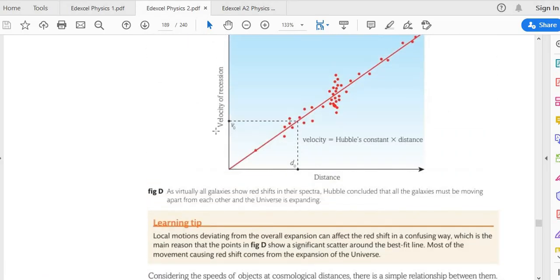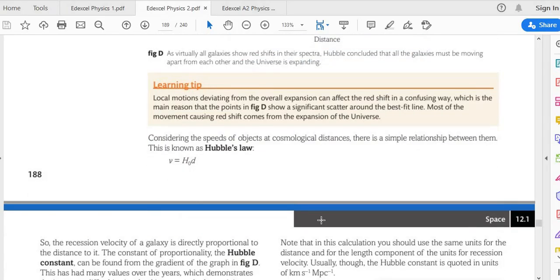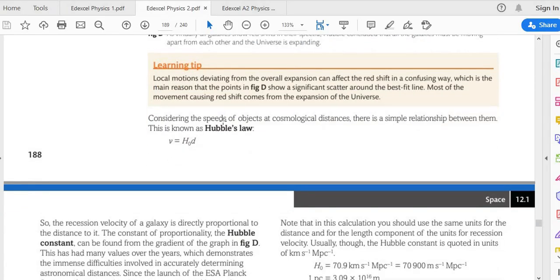Okay, so here is the diagram. As virtually all galaxies show redshift in their spectra, Hubble concluded that all galaxies must be moving apart from each other and the universe is expanding. Considering the speeds of objects at cosmological distances, there is a simple relationship between them. This is known as Hubble's law.